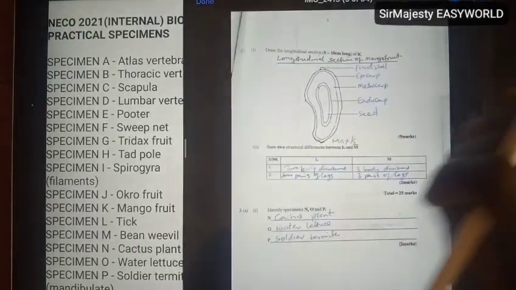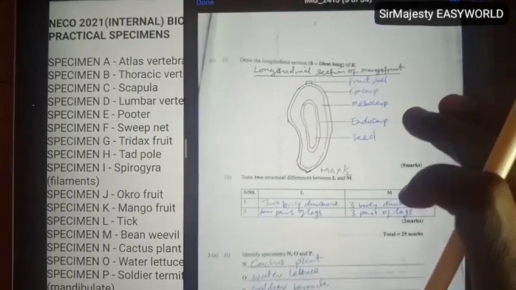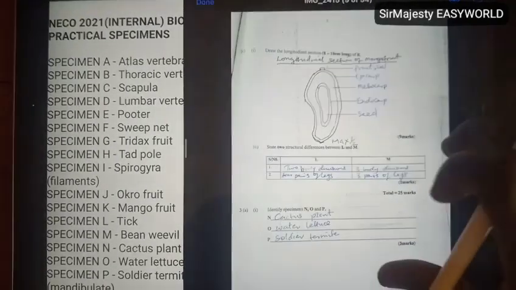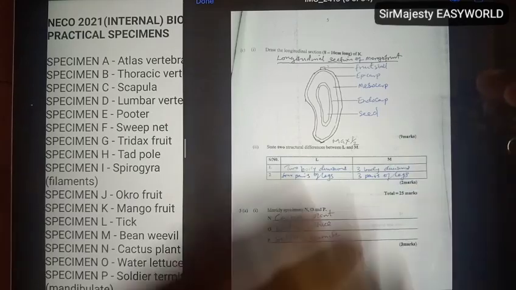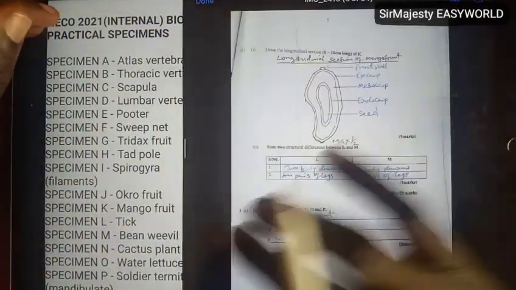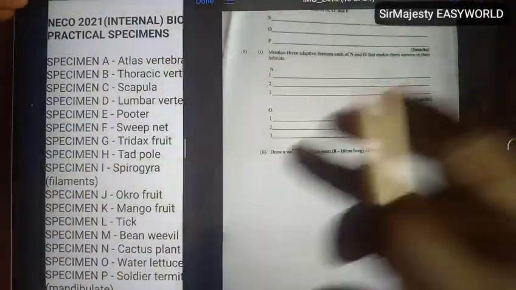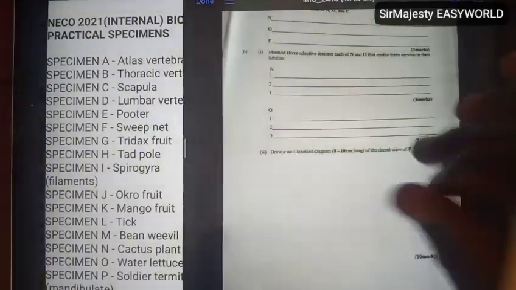Then we'll go to the next page. We are done with this page 4. Page 5. Okay, we're almost through. Save my time. See the answer here.